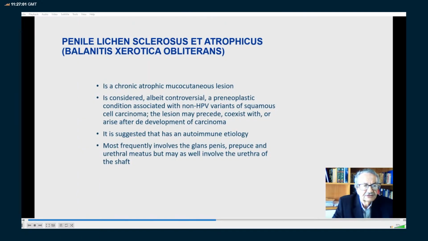Penile lichen sclerosus et atrophicus is a chronic atrophic mucocutaneous lesion. It is considered, albeit controversial, a preneoplastic condition associated with non-HPV variants of squamous cell carcinoma. The lesion may precede, coexist with, or arise after the development of carcinoma. It is suggested that it has an autoimmune etiology. It most frequently involves the glans penis, prepuce, and urethral meatus, but may also involve the urethra of the shaft.